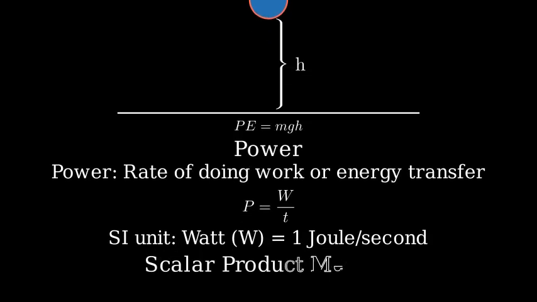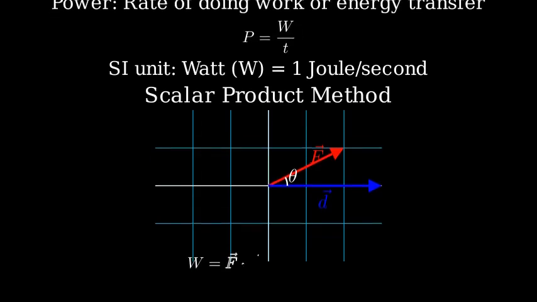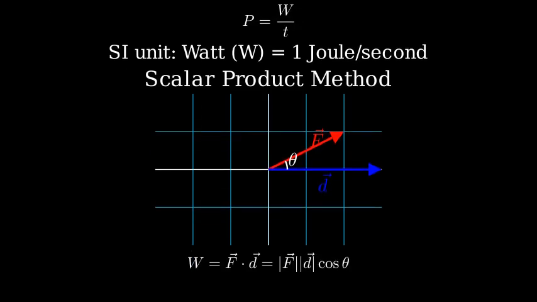Now, let's explore how to calculate work using the scalar product method. The scalar product, also known as the dot product, is used when the force is not in the same direction as the displacement. The formula is work equals force dot product displacement, which equals the magnitude of force times the magnitude of displacement times the cosine of the angle between them.